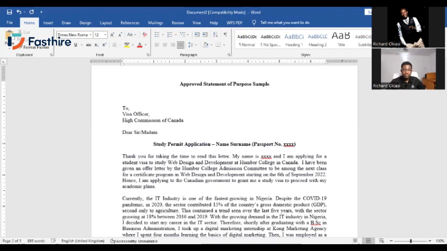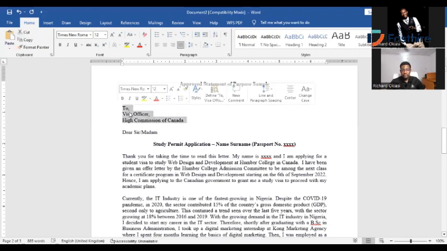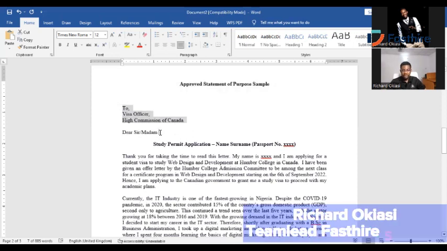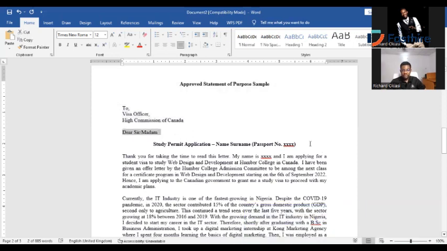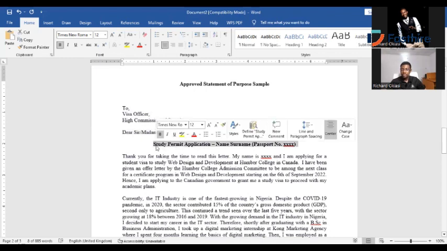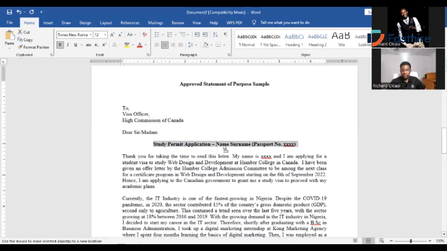Okay. Now, I put this heading, so you don't necessarily have to put that in yours. This is the address, and then this is the salutation, and then this is the title of the letter, study permit application. Here she wrote her name, which I have removed, and some other personal information I've removed.